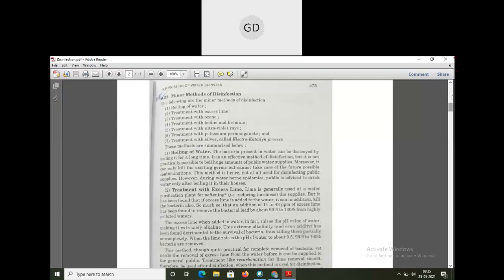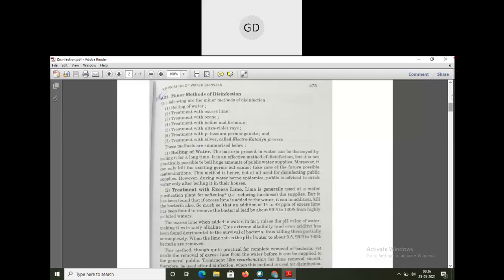Next one is the treatment with excess lime. We have studied hardness, but this one we have not studied yet, we will come to that. To remove the hardness, or for the softening process, we generally use lime. Lime treatment we use.